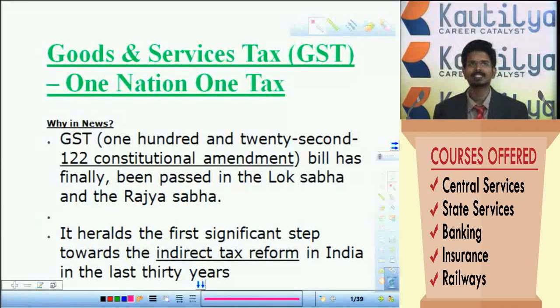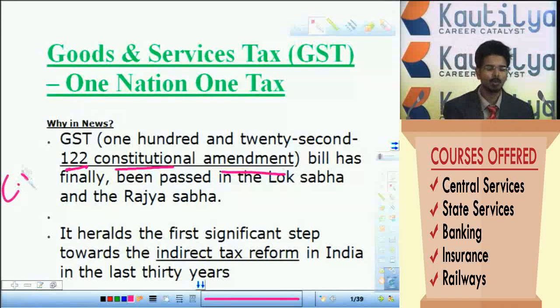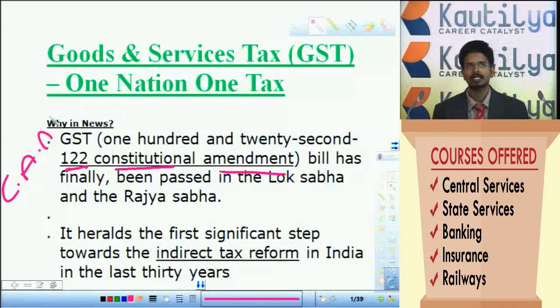So why is this in news? The Goods and Services Tax Bill, that is the 122nd Constitutional Amendment Bill, is related to the goods and services tax to be introduced in India. This bill has been passed in the Lok Sabha and Rajya Sabha, and it is soon to become an act after it receives the presidential assent.